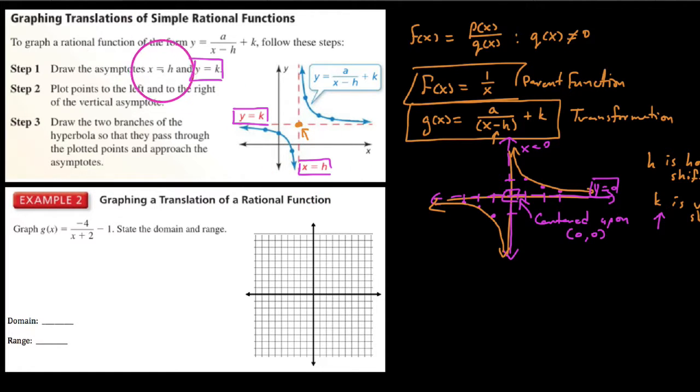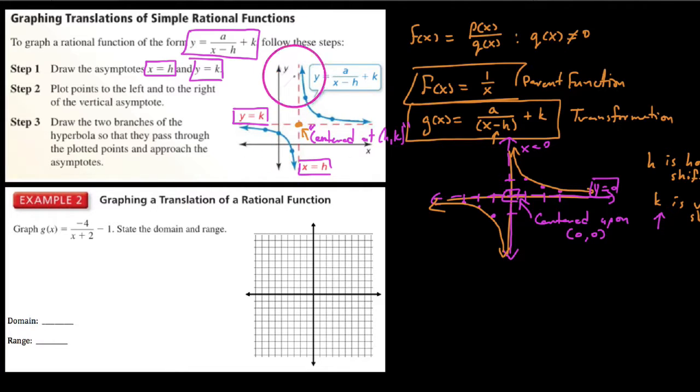And so in general, we're going to say that any graph that's in this form right here, we're going to identify a, h, and k. The h value directly affects where the vertical asymptote would be, and the k value would directly affect where the horizontal asymptote would be. Generally speaking, we could say it's, quote unquote, centered at (h, k).